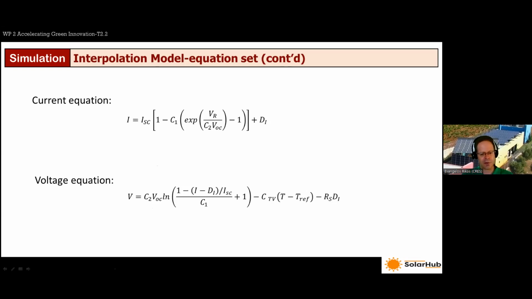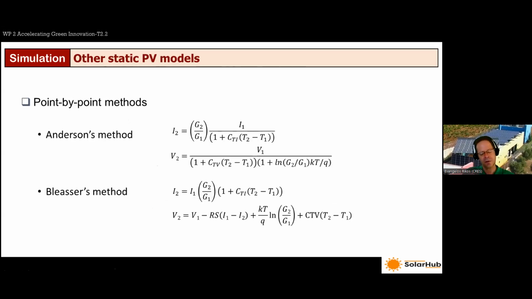This applies also for the voltage. There is a version for the voltage itself too. So this is the main advantage of this interpolation method. It gives you a faster calculation approach and still with good accuracy.